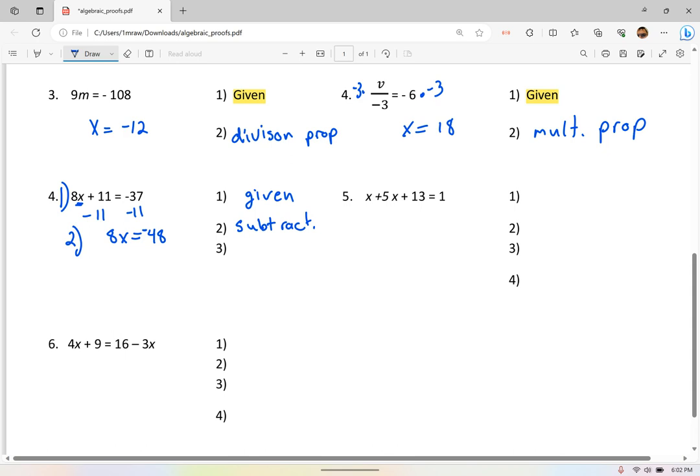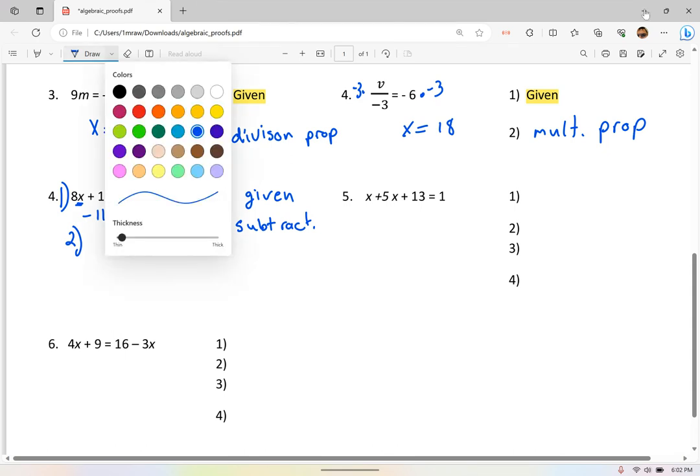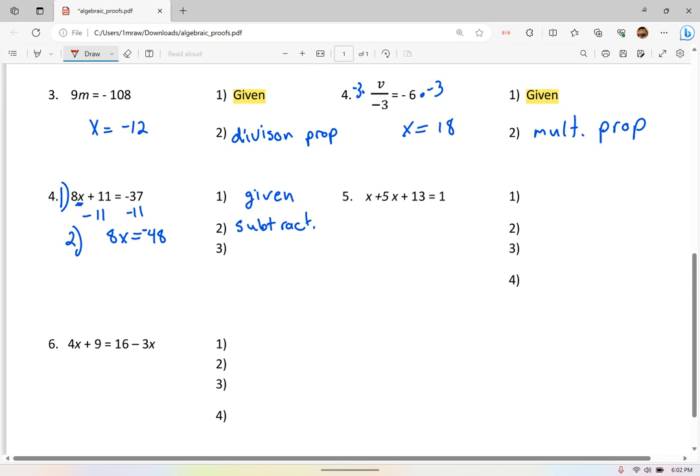So my next statement is going to be after I use the next property to get from my x. And in this case, I would be dividing by 8. So my last and final statement is going to be x equals negative 6. So how did I get from statement 2 to statement 3? I divided. So I'm going to use my division property.